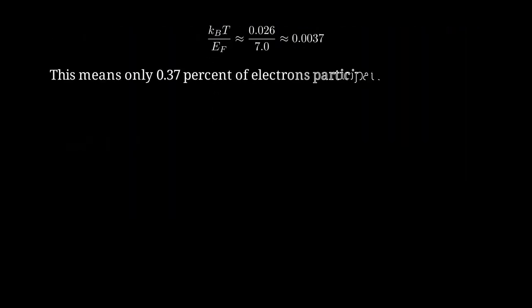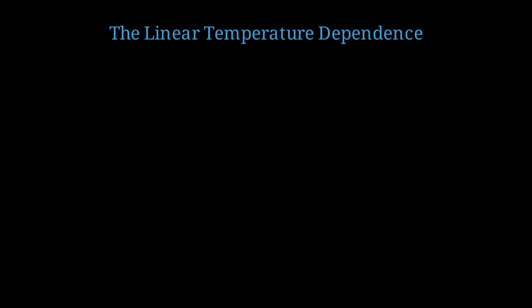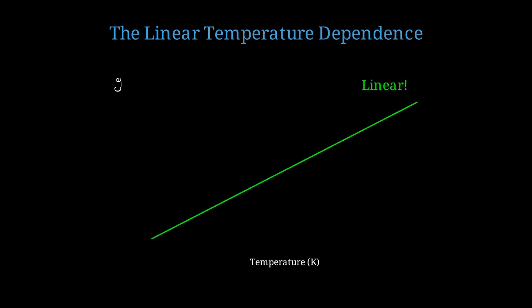This means only about 0.37% of the electrons can participate in thermal processes at room temperature. The vast majority are locked in filled states below the Fermi level. One of the most important predictions of Fermi-Dirac statistics is that electronic heat capacity should be linear in temperature at low temperatures. Here's a plot of electronic heat capacity versus temperature at low temperatures.